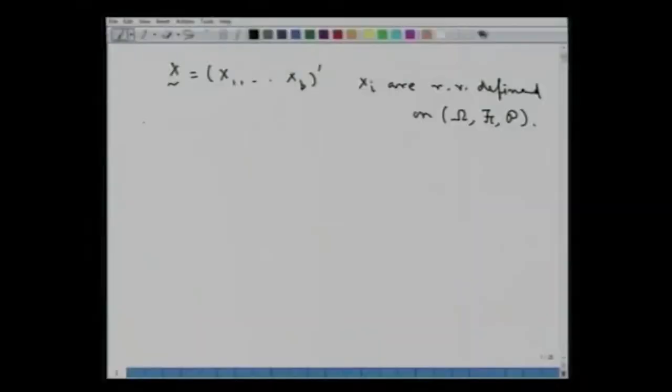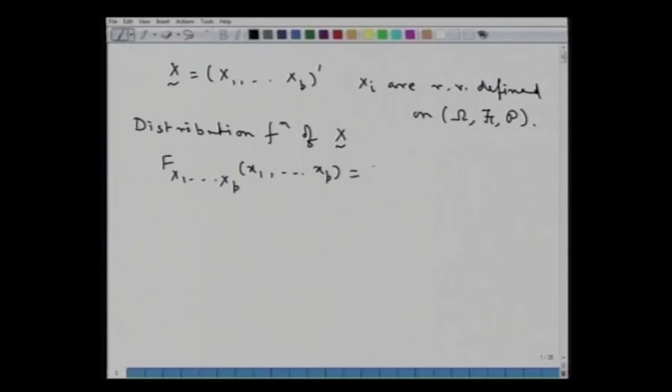We'll make a distinction between discrete multivariate random vectors and continuous multivariate random vectors. So, we define first the distribution function. The distribution function of this multivariate random vector x is defined to be F(x1, x2, ..., xp) at the points x1, x2, ..., xp. This is defined as the probability that minus infinity less than X1 less than or equal to small x1, and the last random variable, minus infinity less than Xp less than or equal to small xp. So, this is how a distribution function of a multivariate random variable is defined.